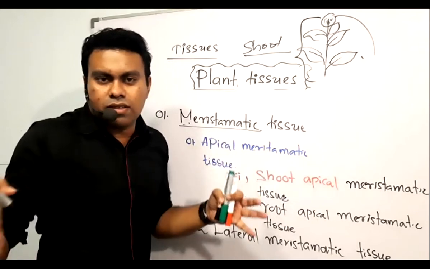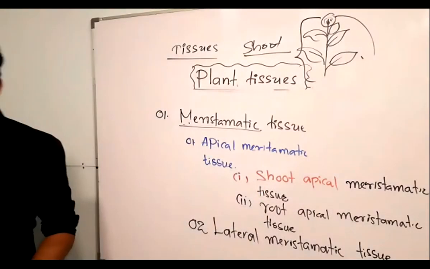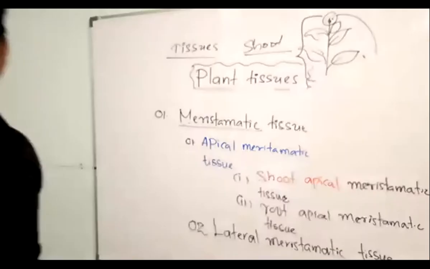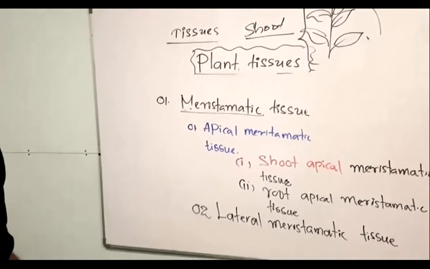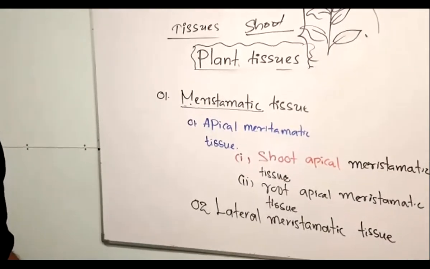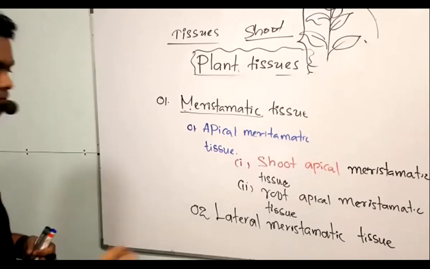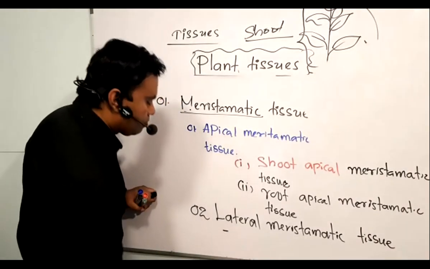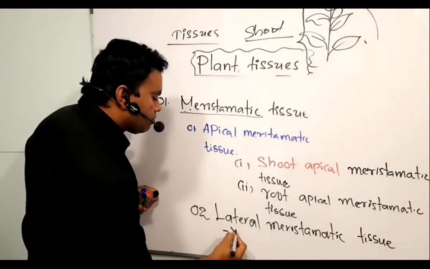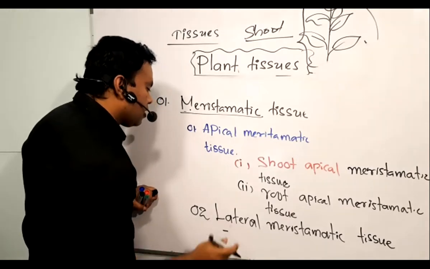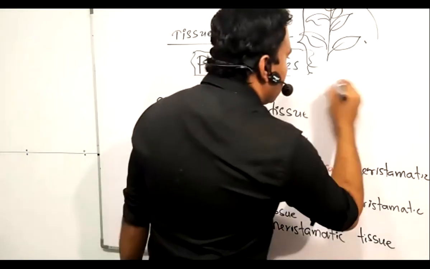It divides sideways. There are two types of lateral meristematic tissues. So that's the first one. Xylem. No. Xylem and phloem are created.